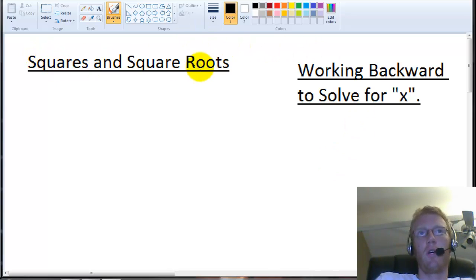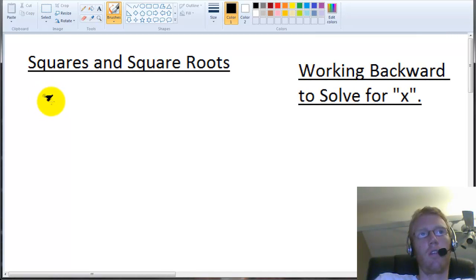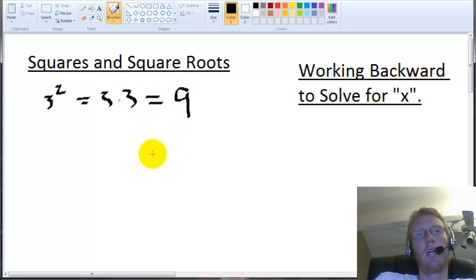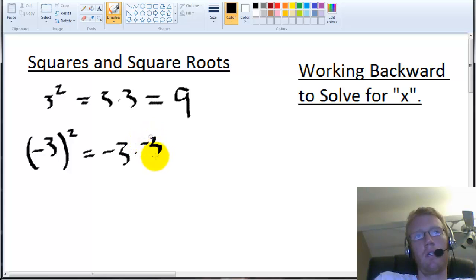So first let's talk about squares and square roots, what they are, just to make sure we're all on the same page. Squaring a number, I know you've already done because we've done a lot of exponent rules, but just to refresh your memory, say you have something like 3 squared. That means 3 times 3, and that's going to equal 9. Alternatively, you could have a negative number squared. Say you have negative 3 squared. That equals negative 3 times negative 3, which also equals positive 9.